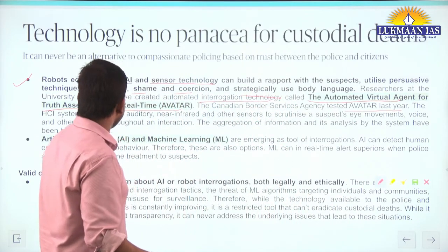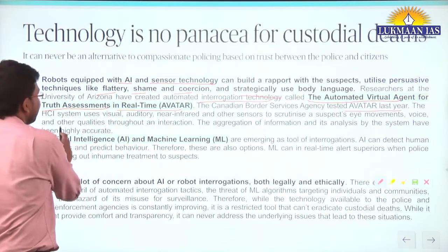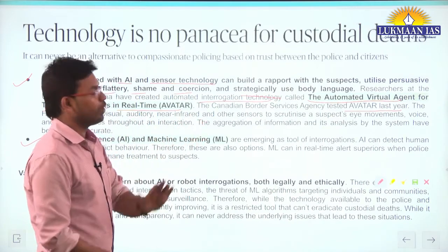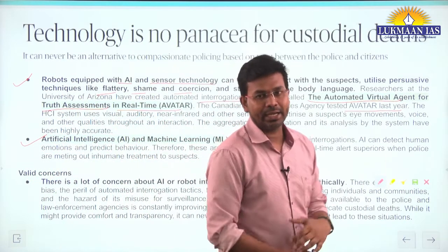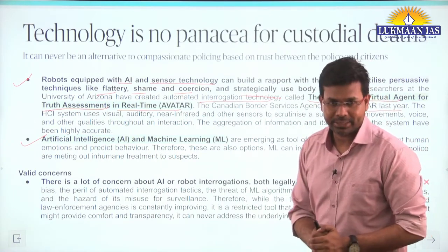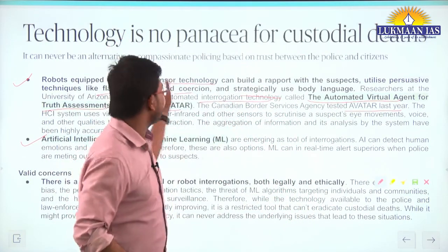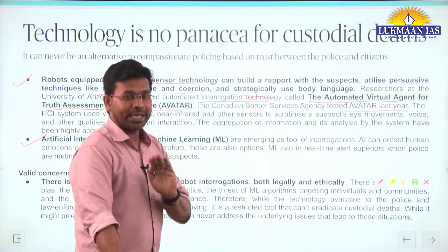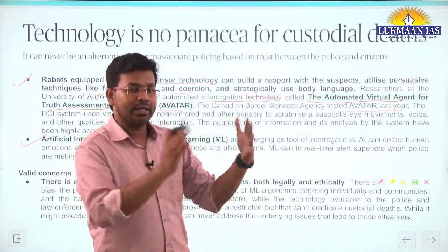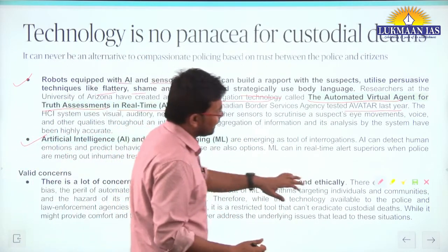Now the author is saying that artificial intelligence, machine learning, and sensor technology are emerging tools of interrogation. We can adapt these technologies to reduce custodial deaths. The author has already mentioned in the topic that technology is no panacea, meaning it is not the single solution, but it is an alternative solution that can reduce the number of custodial deaths.